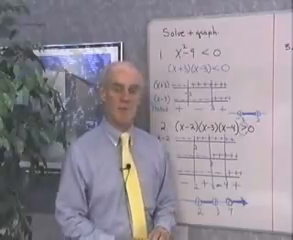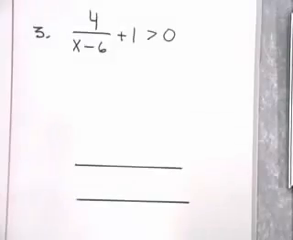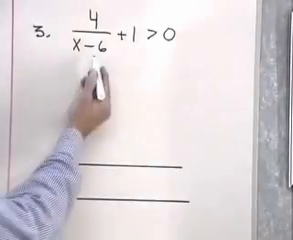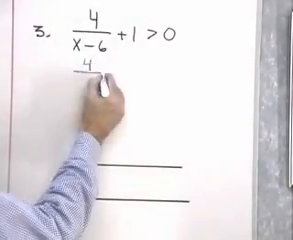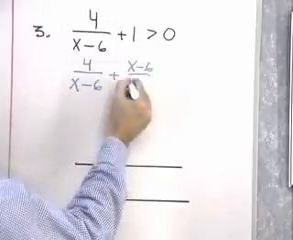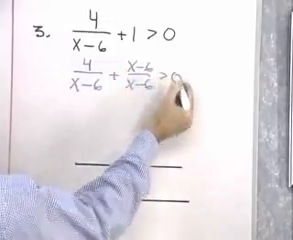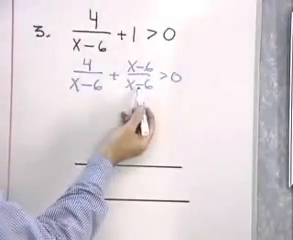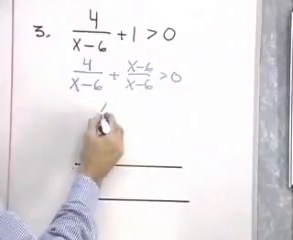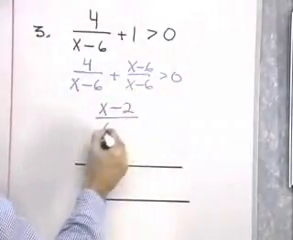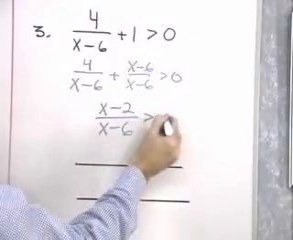Let's look at one that involves rational expressions. 4 over x minus 6 plus 1 is greater than 0. I need to write this all as multiplication and division. I can do that by adding these two together. 4 over x minus 6 plus x minus 6 over x minus 6 greater than 0. So I simply rewrite 1 as x minus 6 over x minus 6. Now when I add these numerators, I have x plus 4 plus negative 6, which is x minus 2 over x minus 6 greater than 0.